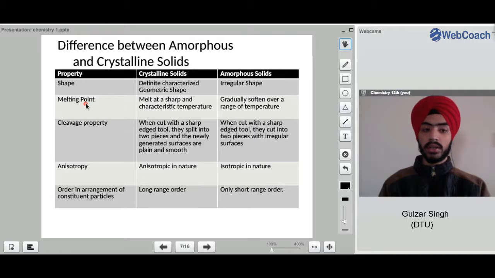Melting point in crystalline solids is sharp. That is, they change their phase from solid to liquid at a particular temperature. For example, ice changes to liquid water at 0 degrees Celsius. Whereas amorphous solids do not melt at a particular temperature. They soften over a temperature range.